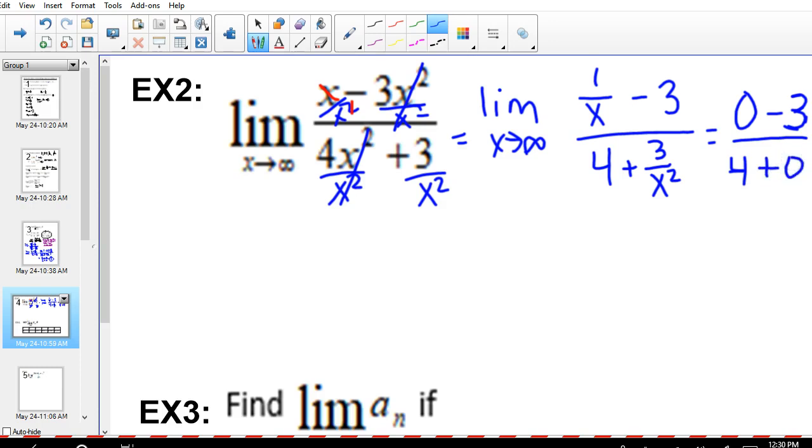Okay? And so you don't have to use this limit notation here because at this point you are taking that limit. You're figuring out what it would be at infinity. So 0 minus 3 is negative 3, and 4 plus 0 is 4. So negative 3 over 4. Okay. Questions so far?